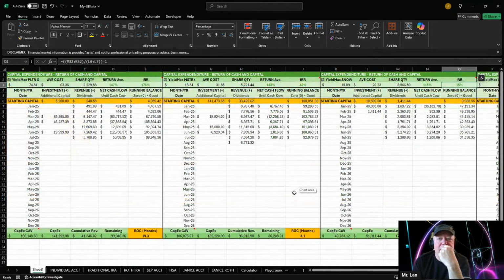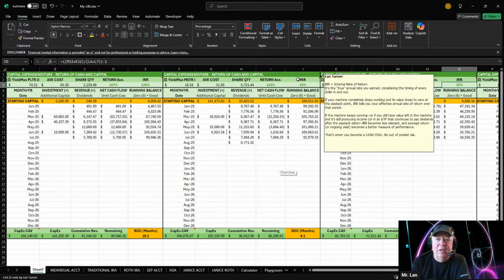But this model here is a lot more fun because it kind of breaks it down. You can see how I'm doing it all in columns that are intertwined, whereas this one is kind of broken out. And so that's kind of the difference. I was going to save this till later, but I just kind of got going, so I figured I'd just continue and let you see. But like this one for example, IRR, let me show you. IRR stands for internal rate of return. All right, that's your internal rate of return. So it's the true annual rate you earn considering the timing of every dollar in and out.